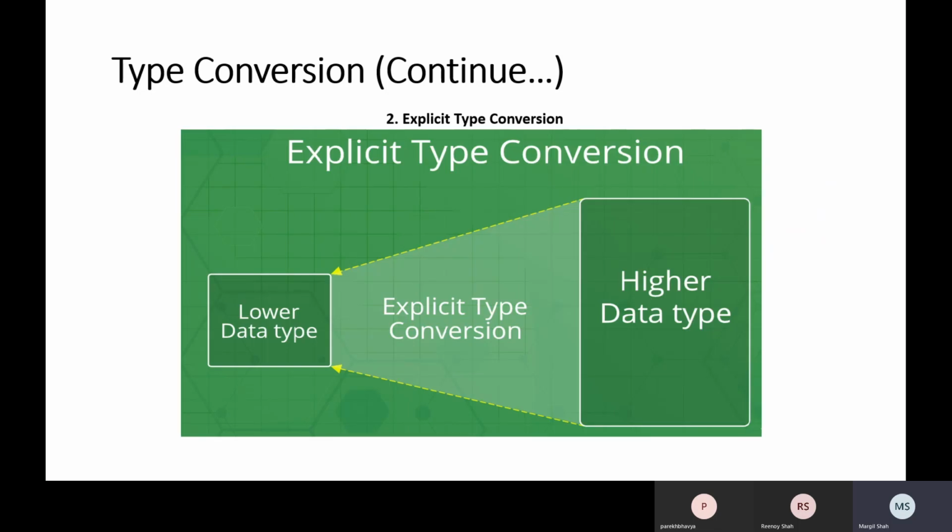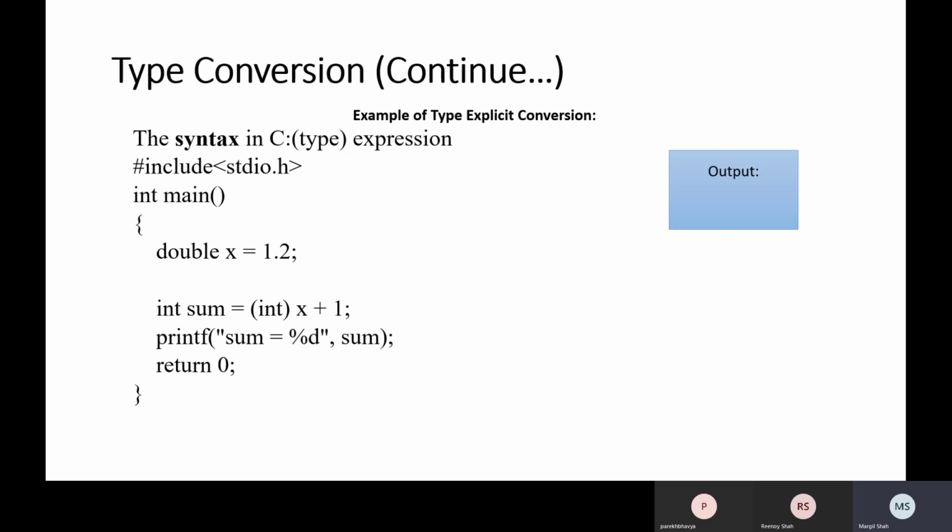Explicit type conversion: lower data type, explicit type conversion, higher data type. Basically lower to higher may be done automatically at the time of evaluation of an expression, that is implicit type conversion. Now if we are talking about explicit, whenever we convert a higher data type to a lower data type, explicit type conversion is required, and at that time we need to explicitly convert the data type to a specific type. So here we have taken x is equal to 1.2, a double value.